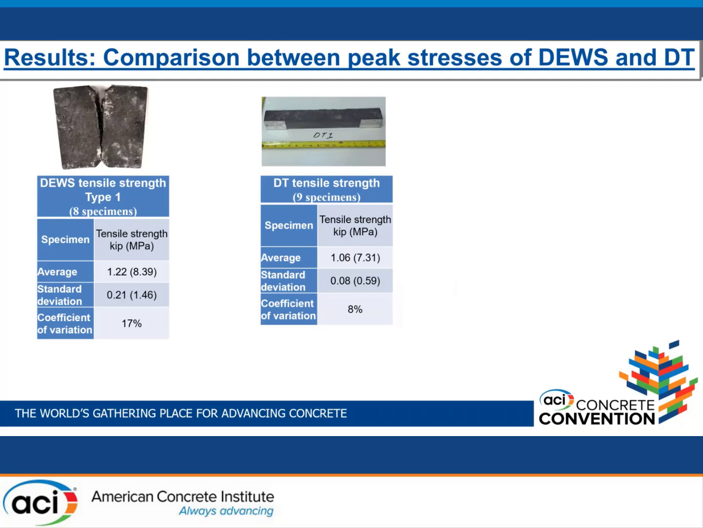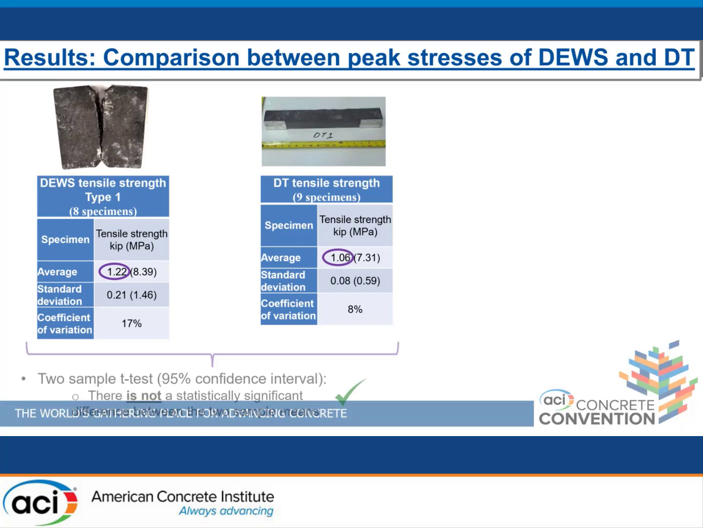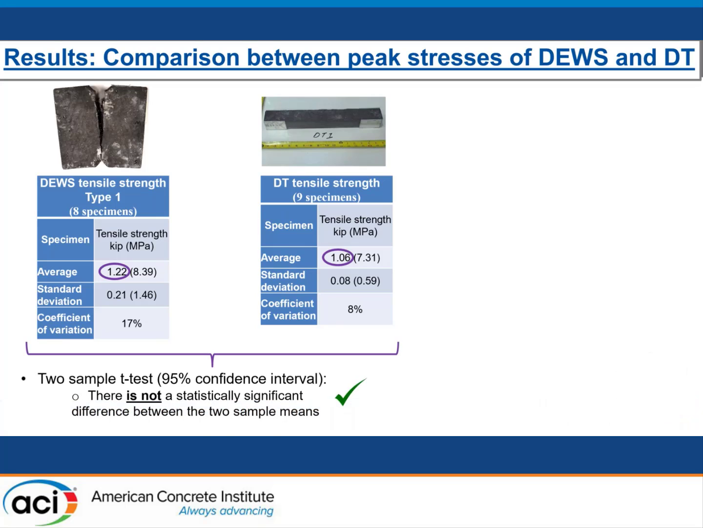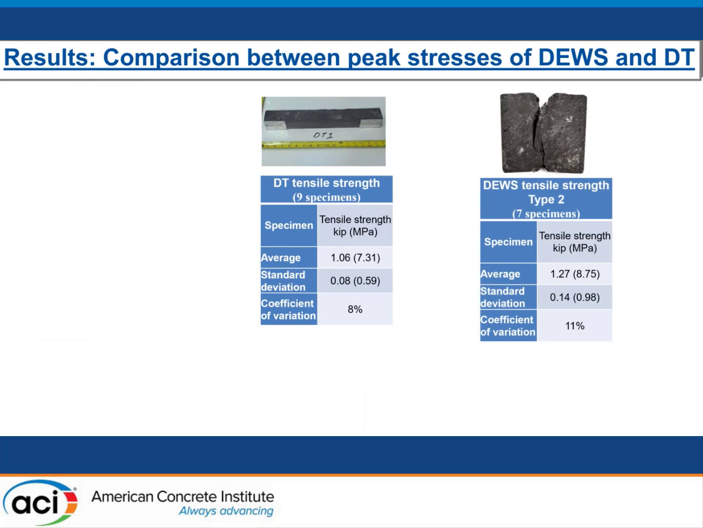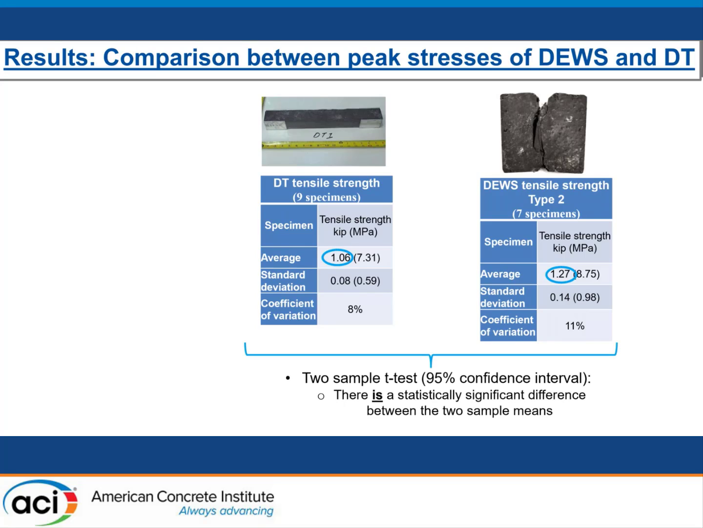When we compared these two test results, we saw that the averages were 1.22 and 1.06, and we did run a statistical analysis, a two-sample t-test with a 95% confidence interval, and we saw that there is not a statistically significant difference between the two sample means. However, when we ran the same t-test for the type 2 specimens, we saw that there is a statistically significant difference between the two sample means.